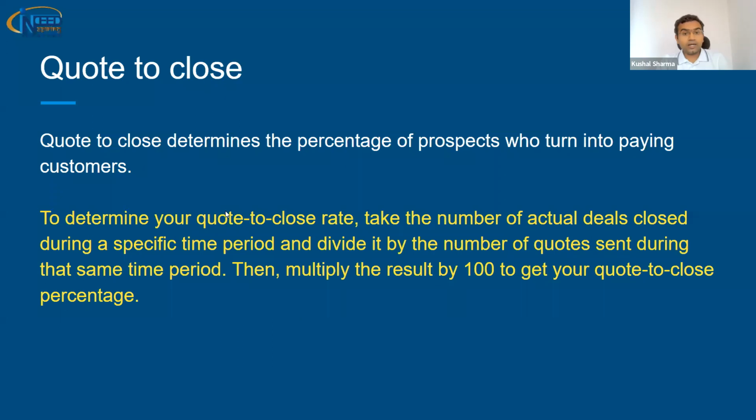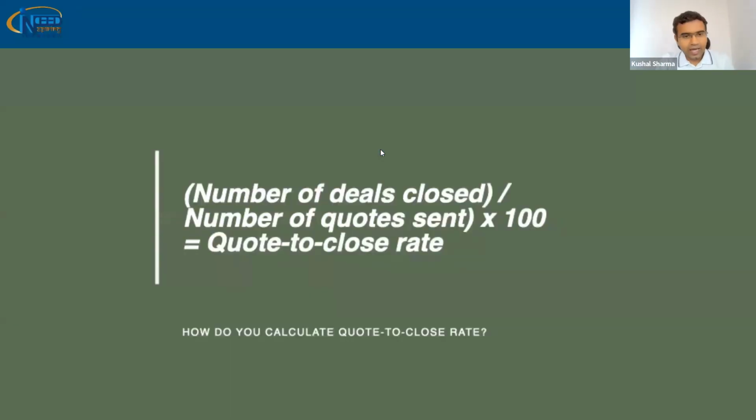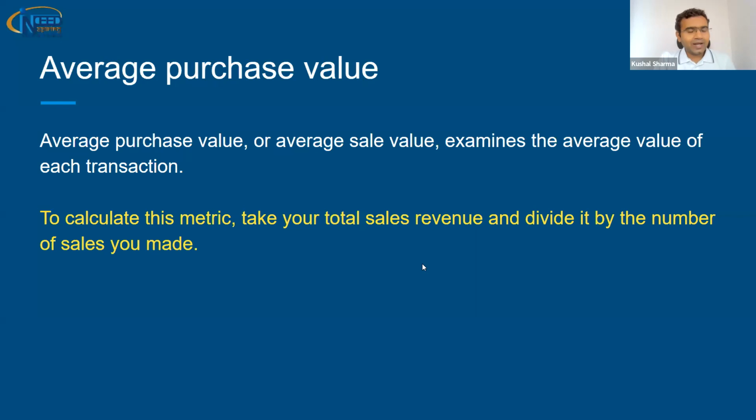So this basically determines the percentage of prospects who turn into paying customers. This is another important area. Now let's understand the formula: number of closed deals divided by number of quotes sent, times 100. This is basically the quote to close rate. So what you quote is very important. Now another thing is average purchase rate.